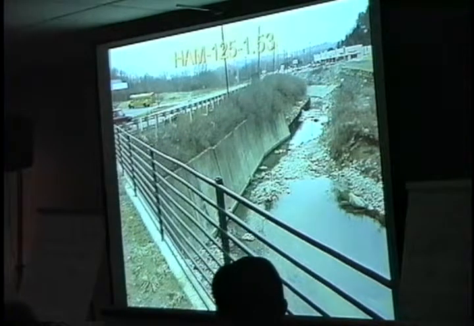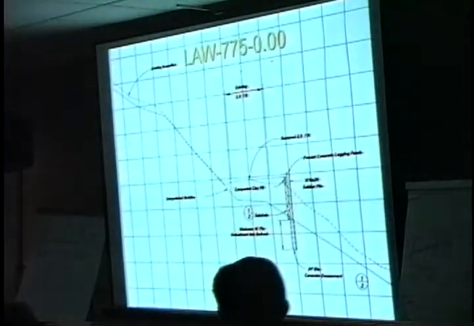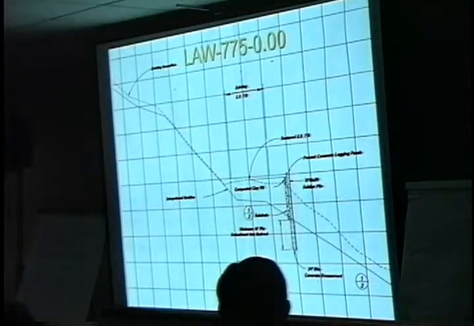So a good example of the many different kinds of restraining systems you can have for the same situation. This gives an example of another job, Lawrence 775, that we worked on, of a restraining system. It's a cantilever wall, H-piling in this case. You can see the estimated bedrock surface is right here, so you'll have a solid foundation.